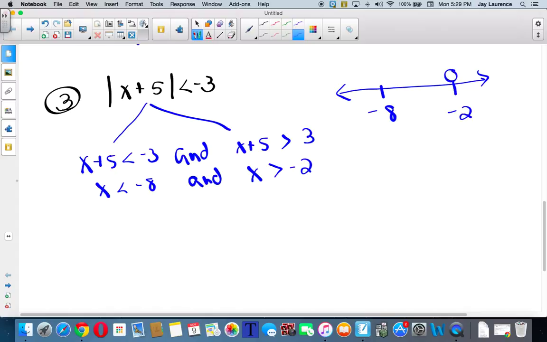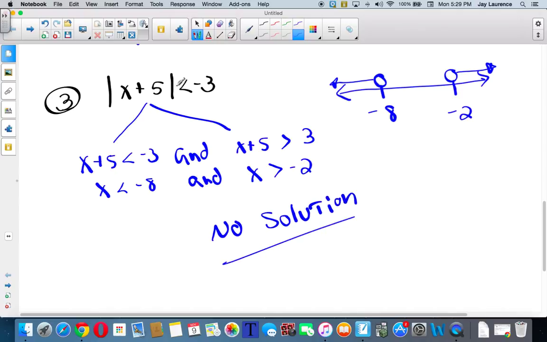Greater than negative 2 would be that way. Less than negative 8 would be that way. There's no number that makes both parts true at the same time. When an "and" looks like an "or", there's no solution for an absolute value inequality. No solution. I knew that already because it was less than a negative. Most kids don't understand what I'm talking about when I say that, but if you can remember, if an "and" graphs like an "or", it's no solution.